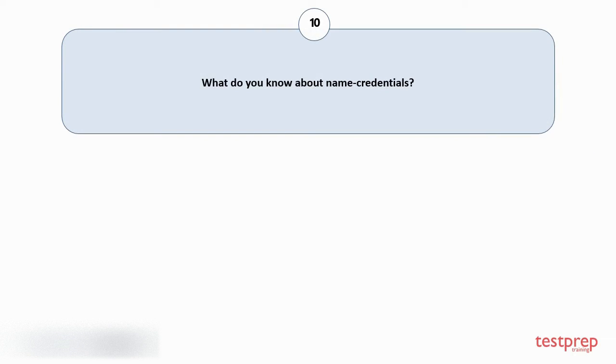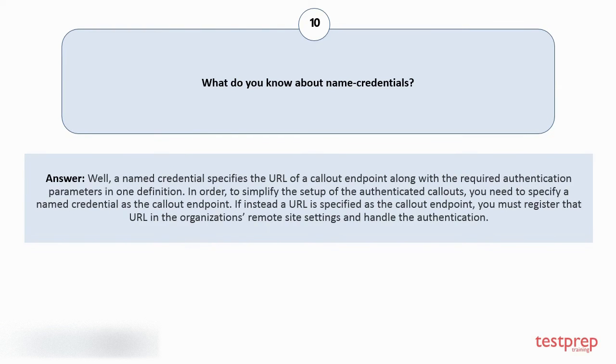Question number 10, what do you know about named credentials? Your answer is, a named credential specifies the URL of a callout endpoint, along with the required authentication parameters in one definition. In order to simplify the setup of the authenticated callouts, you need to specify a named credential as the callout endpoint. If instead a URL is specified as the callout endpoint, you must register that URL in the organization's remote site settings and handle the authentication.